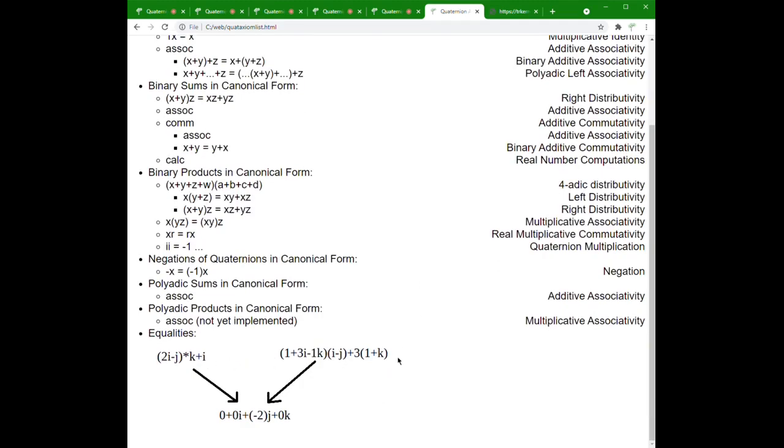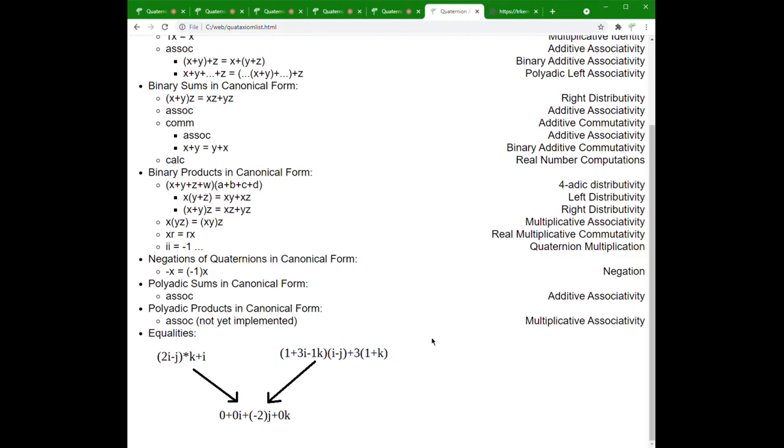I finally want to mention what happens if we have two equalities, right? So here I have two expressions that represent the same quaternion. And so you might ask the question, by applying all of these rules, can I get from one expression to the other? And the answer is yes.